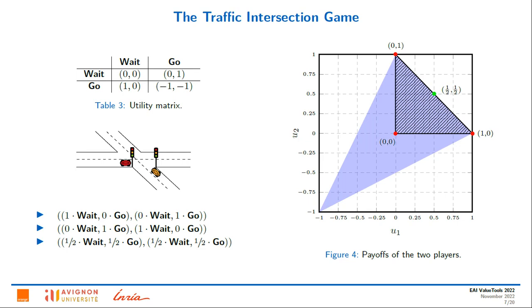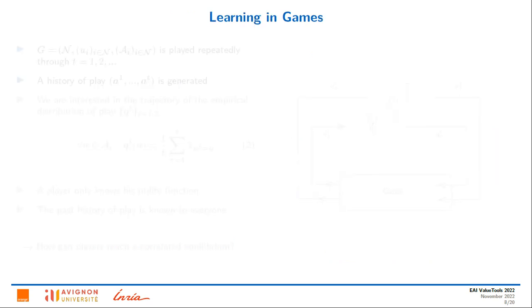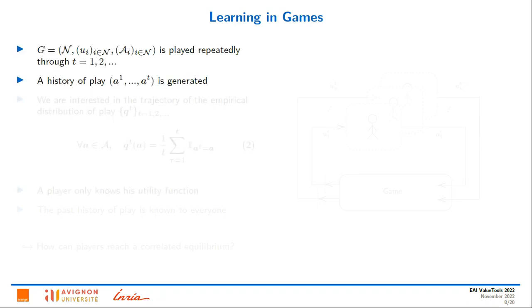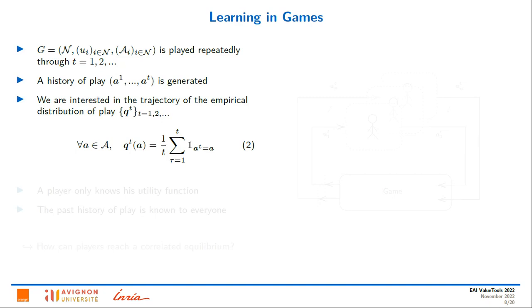And in this study, we are dealing with the learning problem in order to reach a correlated equilibrium when we have limited knowledge about the game. And so, in this context, the game G is played repeatedly, and as a consequence, it generates a history of play, and we are interested in the trajectory of the empirical distribution of our action profiles. We're going to assume two things. The first one is that the player only knows his utility function, and the second assumption is that the history of play is known to everyone.